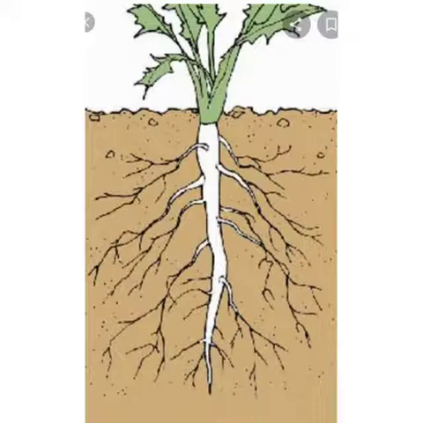In this diagram, you can see that below the stem, there is a long root which is going in the soil. Now you can see the branches of a root. There are small thinner side roots. Okay, and the main root is thick. This type of root is known as tap root.